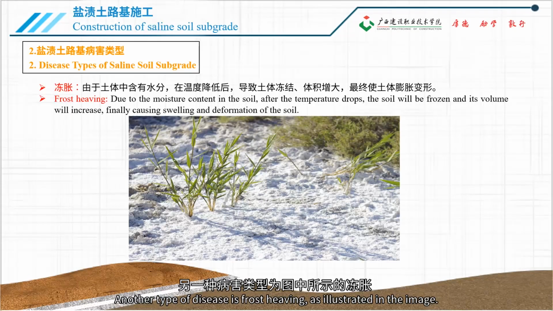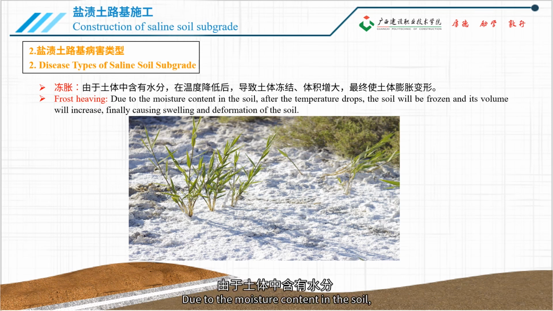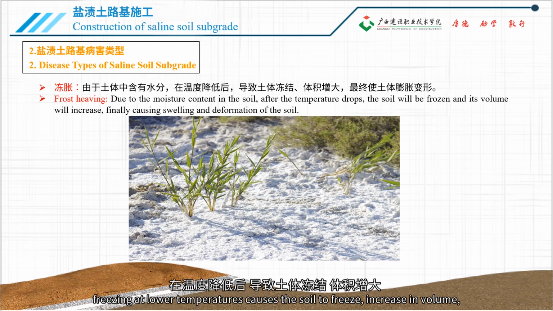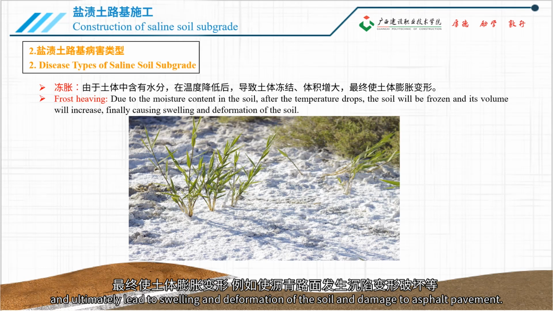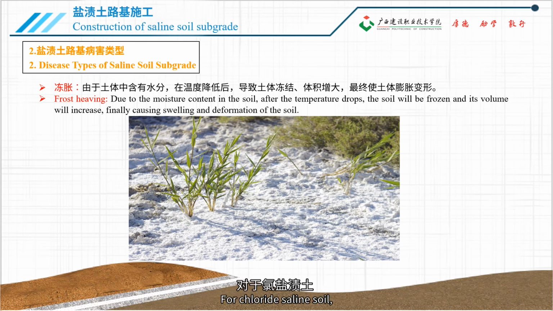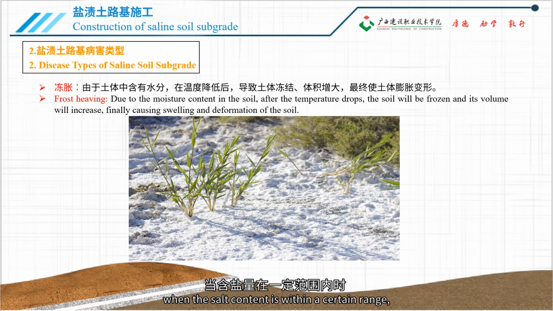Another type of disease is frost heaving, as illustrated in the image. Due to the moisture content in the soil, freezing at lower temperatures causes the soil to freeze, increase in volume, and ultimately lead to swelling and deformation of the soil and damage to asphalt pavement. For chloride saline soil, when the salt content is within a certain range, it significantly lowers the freezing point of salt solution and increases the time for water retention, exacerbating frost-heaving damage.